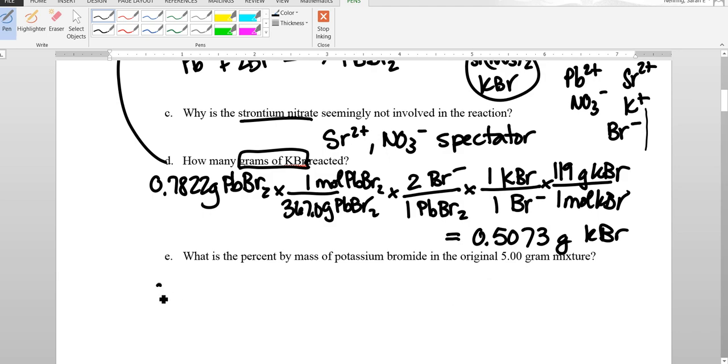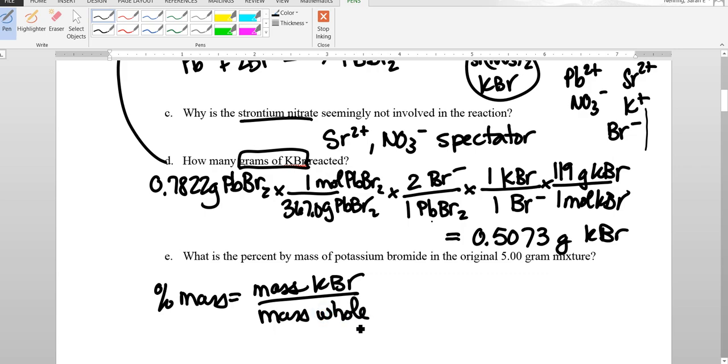So the way percent by mass works is you take the mass of the part, which in this case the part is KBr, over the mass of the whole thing, which is 5 grams. So the mass of the part is what I found doing stoichiometry. Okay, and the mass of the whole thing is 5 grams.